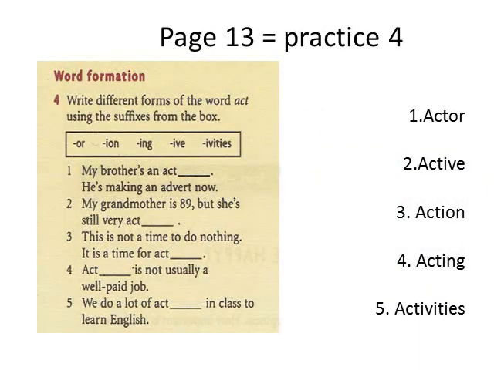On page 13 with the practice 4 we have an exercise about word formation. Write different forms of the word act using suffixes from the box. عندنا كلمة act ب5 إضافات مختلفة وكل إضافة تعني معنى شكل، لكن احنا نخلي هذه الإضافة بمكانها المناسب حسب معنى الجملة. So number 1. My brother's an act or, my brother is an act... he is making an advert now، فراح تكون الإضافة هي الأكتر إضافة OR.